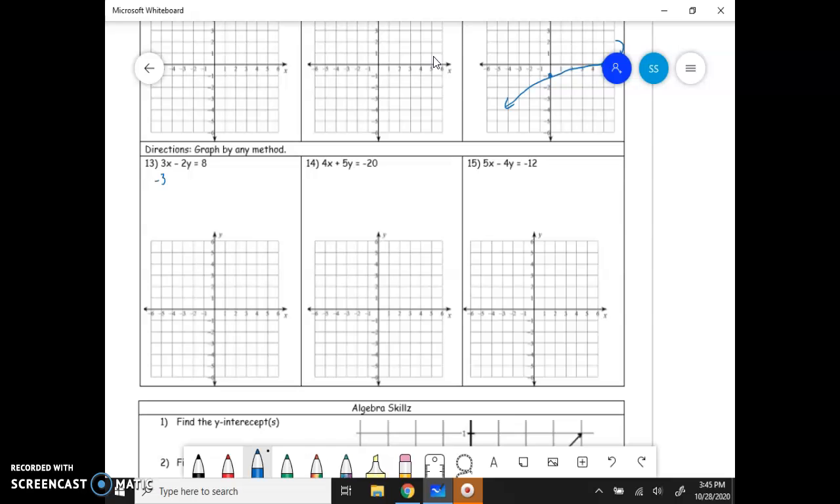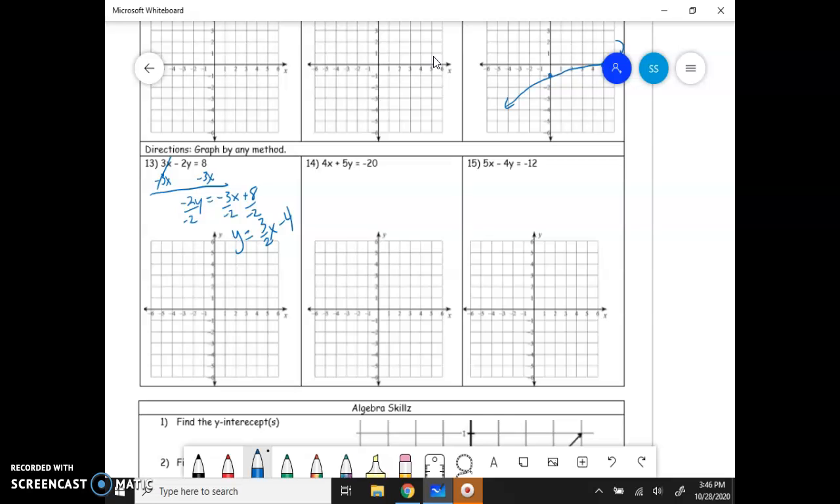So I'm going to subtract 3x on both sides. And I'm left with -2y is equal to -3x plus 8. And I want to get this equal to a +1y, so I need to divide everything by -2. And I'm left with y is equal to 3 over 2 x minus 4. And then we can plot that out.